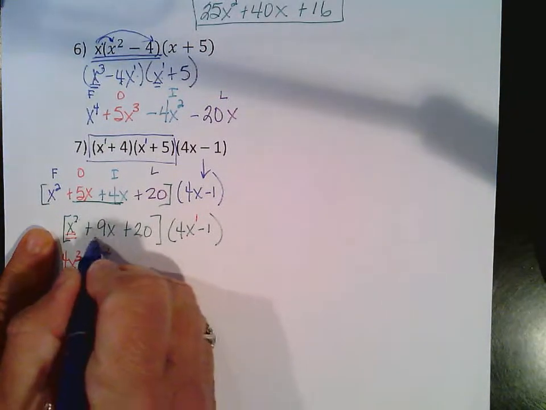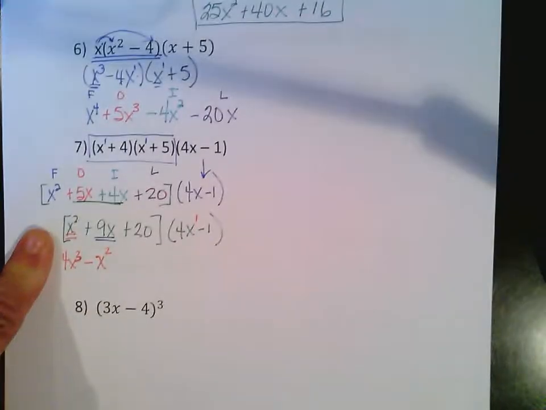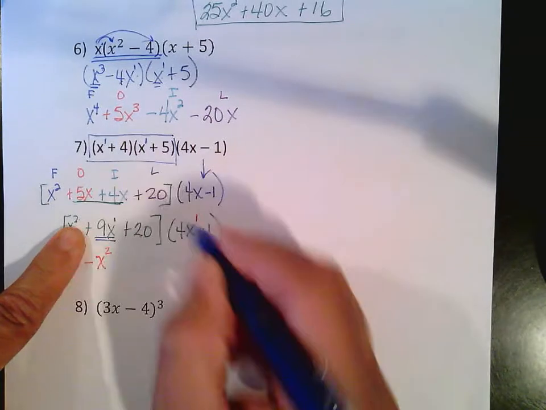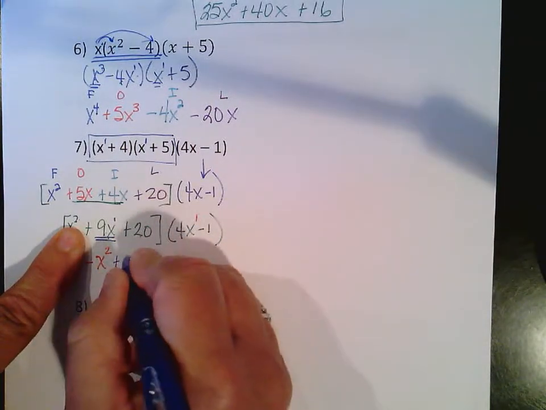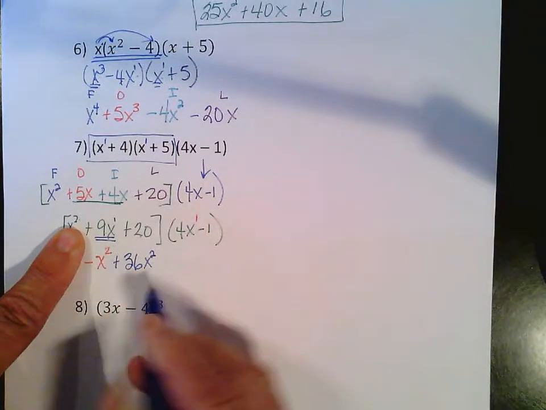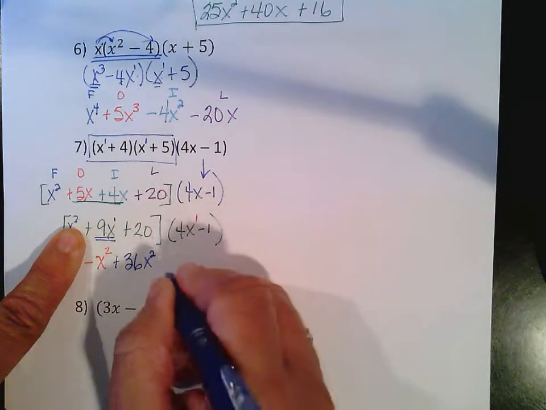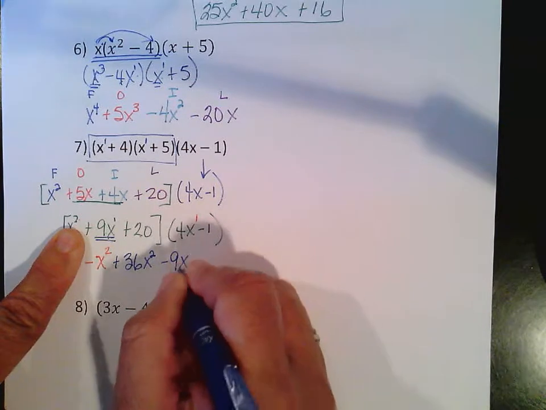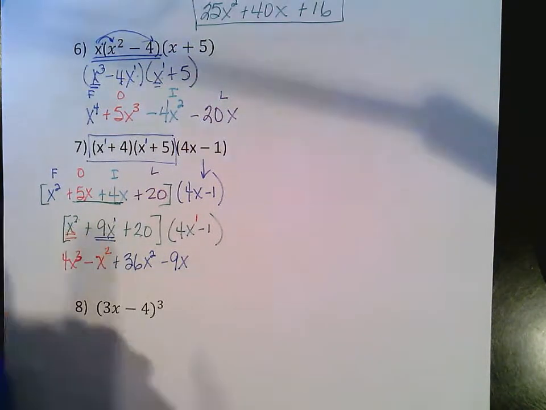Now I'm going to do the same thing, but I'm going to do it with the middle term. I'm going to do that one in blue. 9x to the first times 4x. 9 times 4 is 36. X times x, I add my exponents, that's x squared. And then 9x times negative 1 is negative 9x. And that's everything having to do with the 9x.